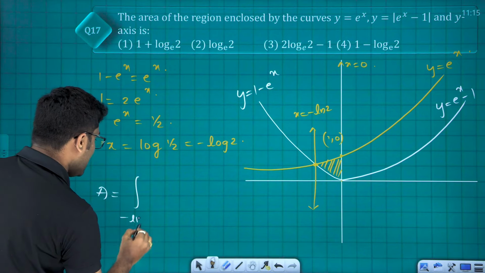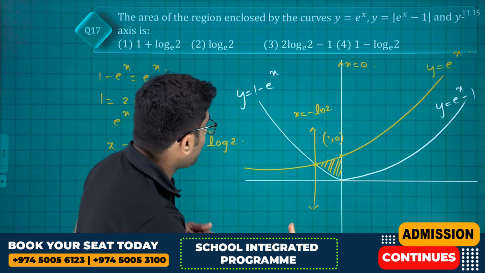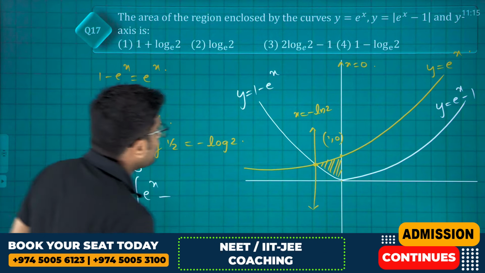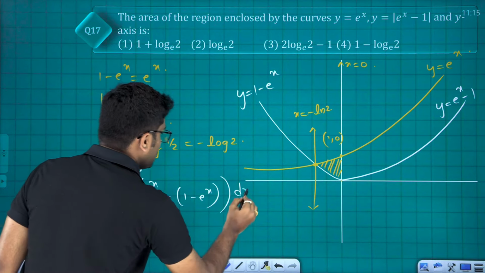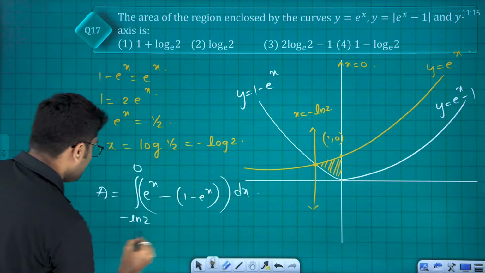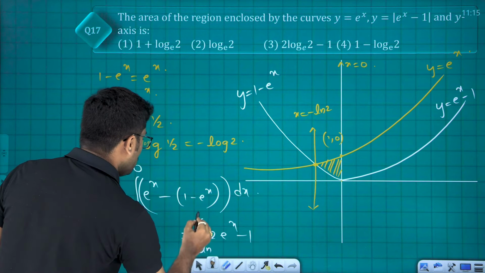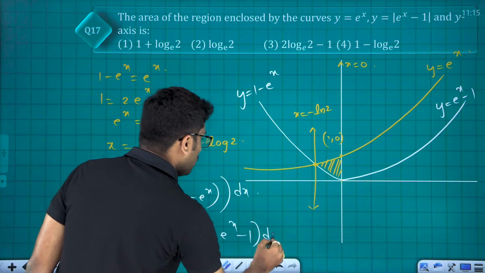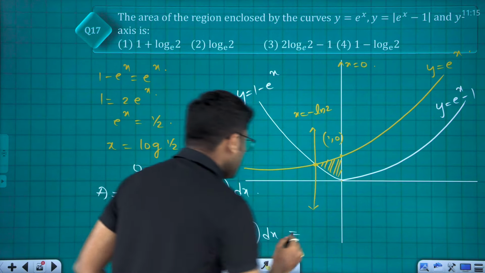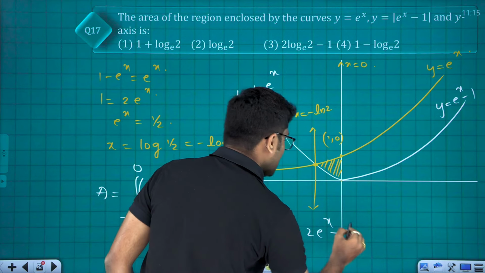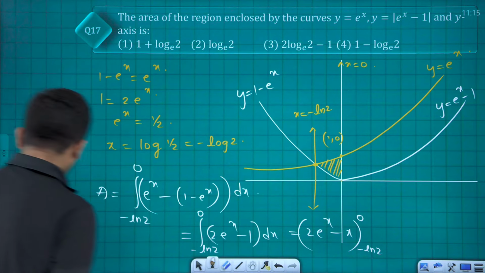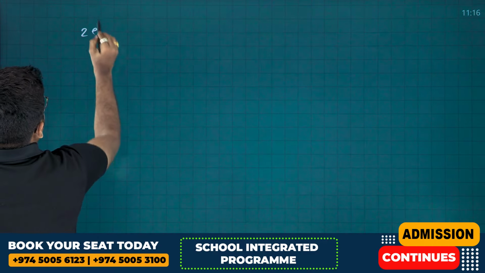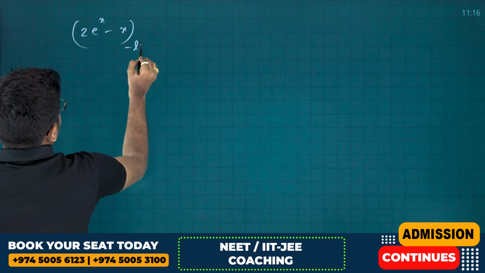integral from minus ln 2 to 0. Which curve minus which curve? e power x minus of (1 minus e power x), whole dx. So this is nothing but 2 times e power x minus 1, from minus ln 2 to 0, whole dx. So finally, for 2 into e power x, it is 2 e power x minus x, from minus ln 2 to 0.